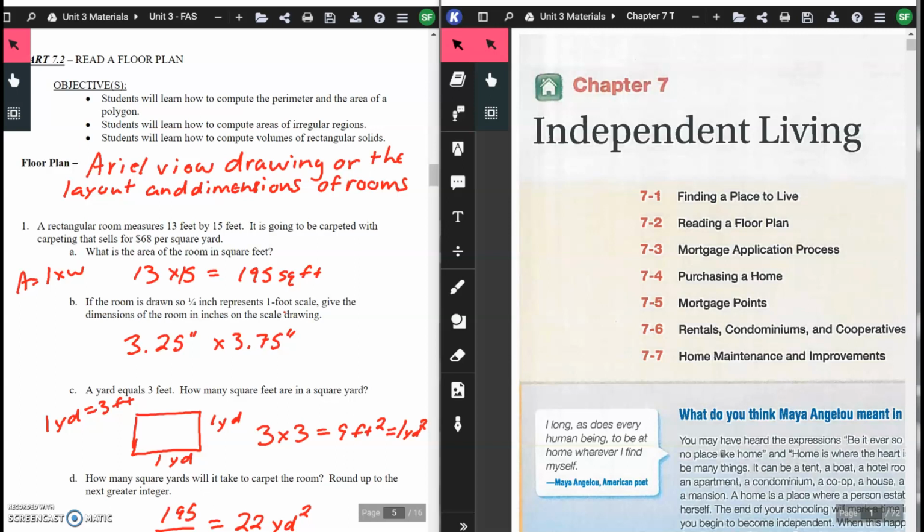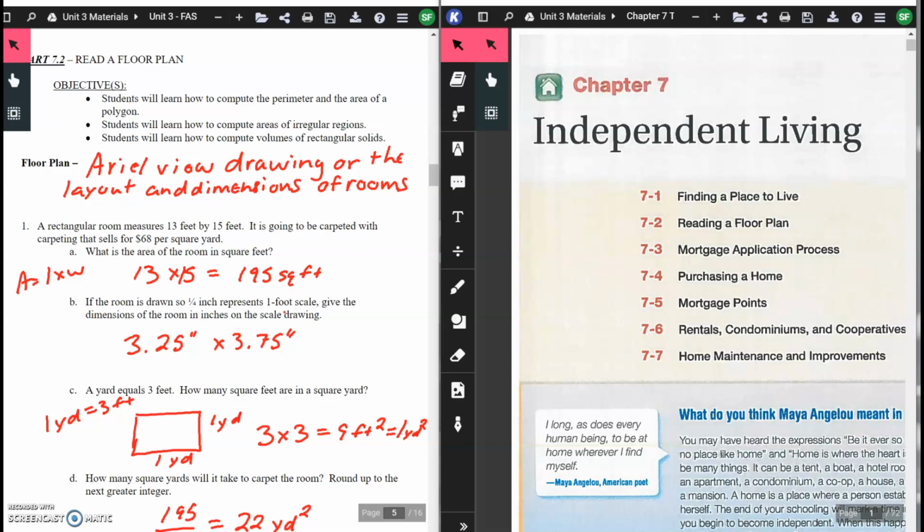Number 1 says a rectangular room measures 13 feet by 15 feet. It is going to be carpeted with carpeting that sells for $68 per square yard. What is the area of the room in square feet? So area is length times width. Okay, so 13 times 15 gives you 195 square feet.